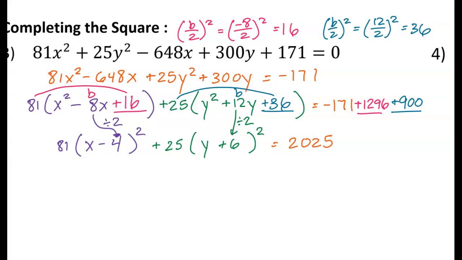Now, here is the only part of this that is different from circles. For an ellipse, we don't care that there are coefficients on our perfect squares. What we care about is that this is not set equal to 1. That's what we care about. We know that in standard form, ellipses and hyperbolas are always set equal to 1. So how can I force this thing to be equal to 1?